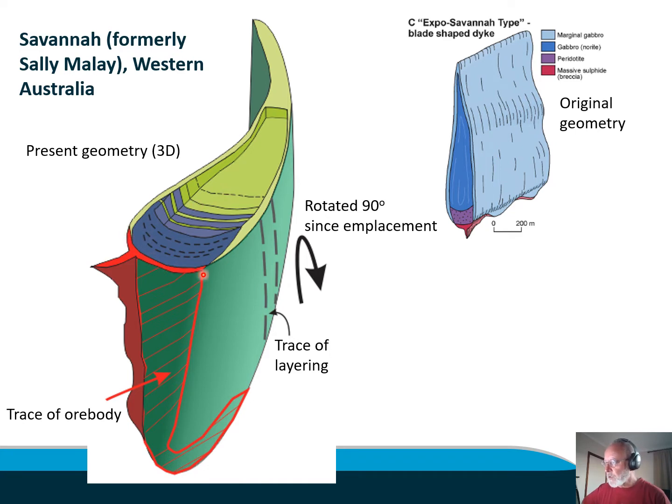The layering runs across it but dips vertically. And also the ore body, this is the massive sulfide ore body sitting on the basal contact, that also dips vertically. So we think what the original geometry was up on the top right here, that it was basically a sort of slightly flared out dike with a bottom edge.